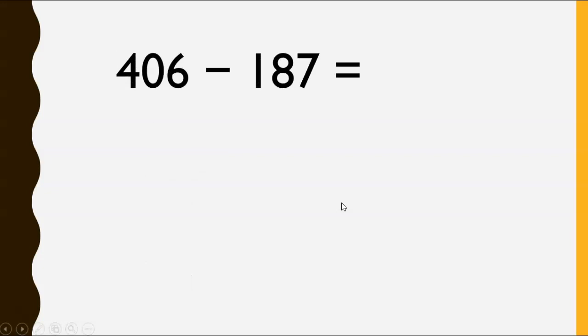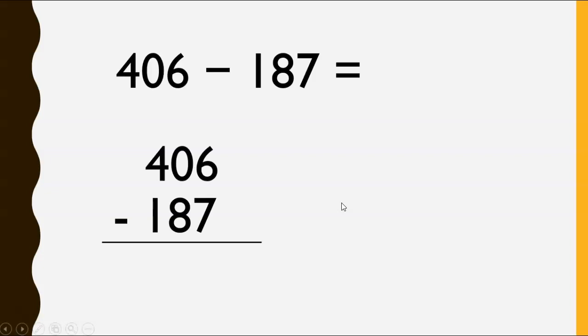Alright. So here's 406 minus 187. Go ahead and set this up vertically. Push pause and then push play when you're done. Alright, let's compare. This is how I set mine up. I lined up my ones, my tens, and my hundreds. Ones, tens, hundreds are in a line. That means I am ready to subtract.